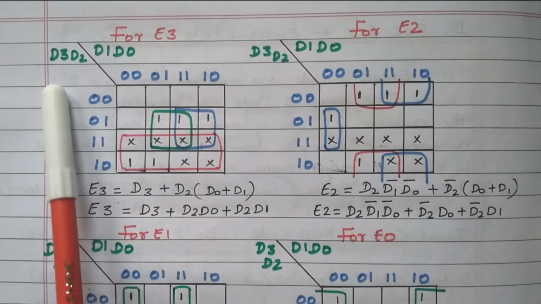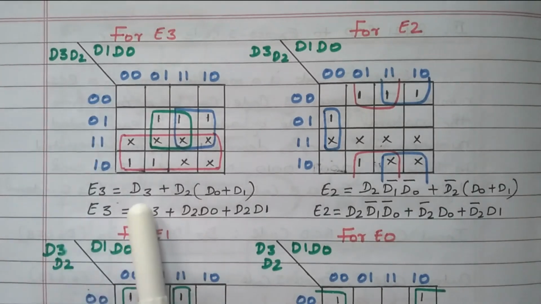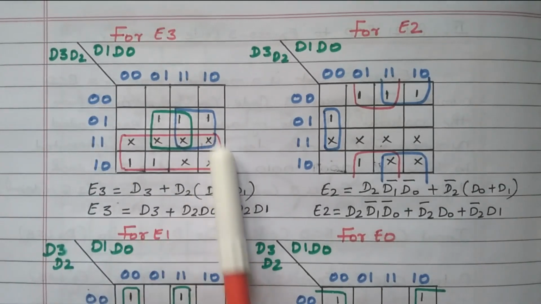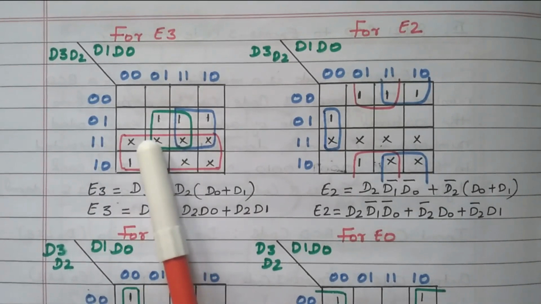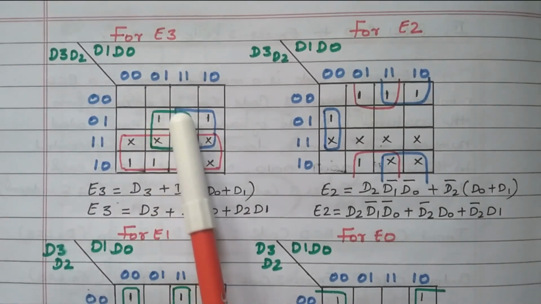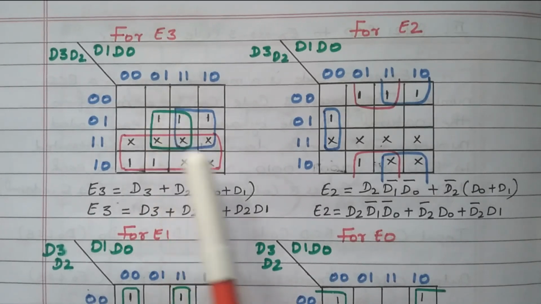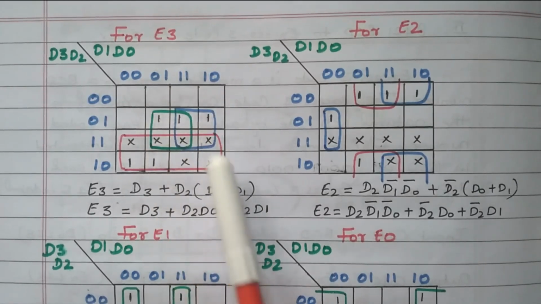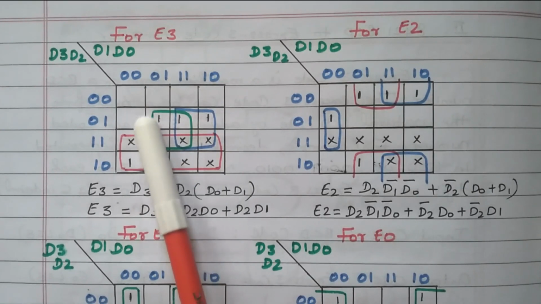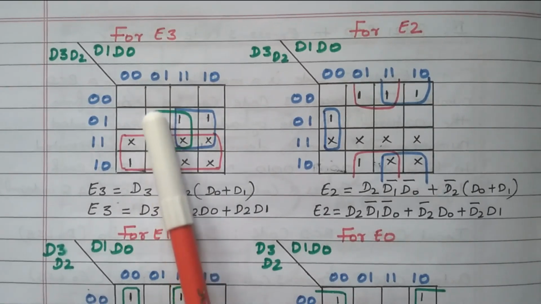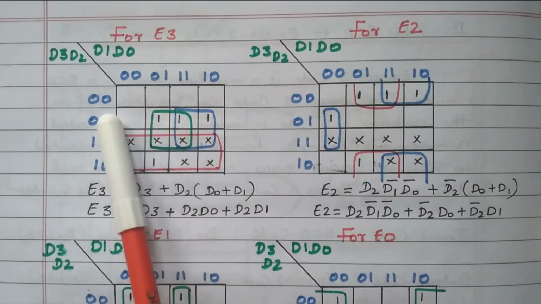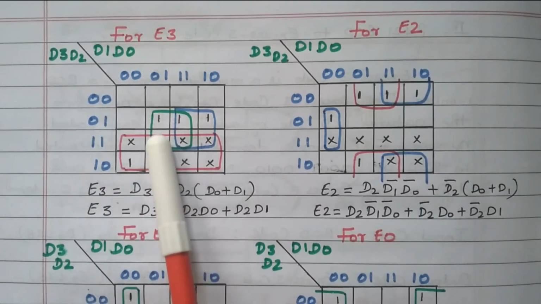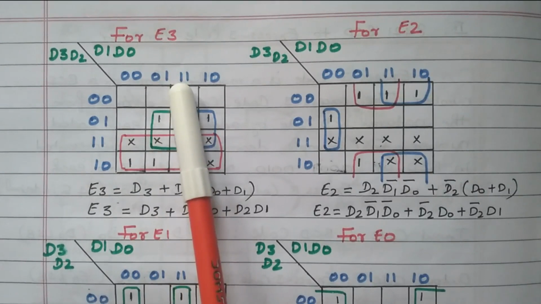What is this 1? 1 is nothing but D3. So while grouping the 8 cells, we got D3. Now we'll go to the other 2 groupings. These two 4-cell groups are grouped together. First we will see this grouping of 4 cells, the green color. So we have to refer to the second row and third row, second column and third column.